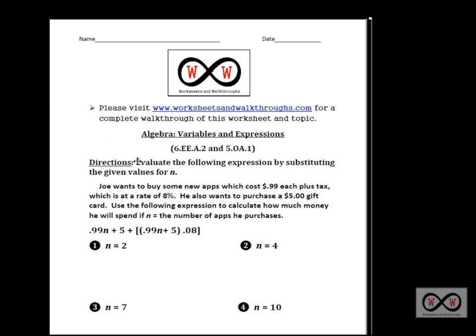We've got: evaluate the following expression by substituting the given values for n. So in this case, we're working with the variable n, and we have four different values for our variable n. And we have this word problem that we're going to be looking at.